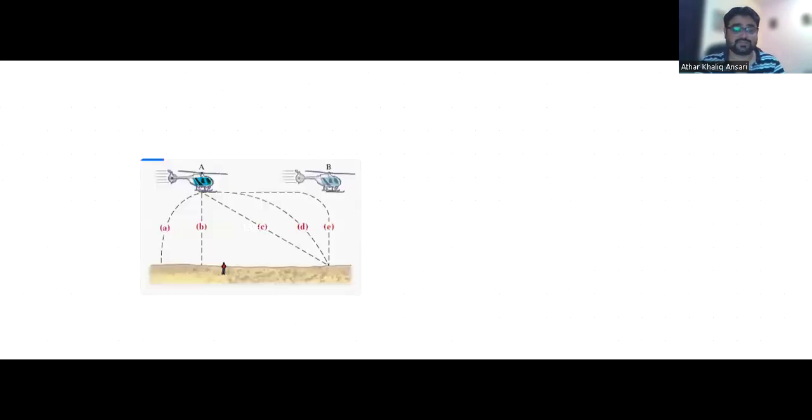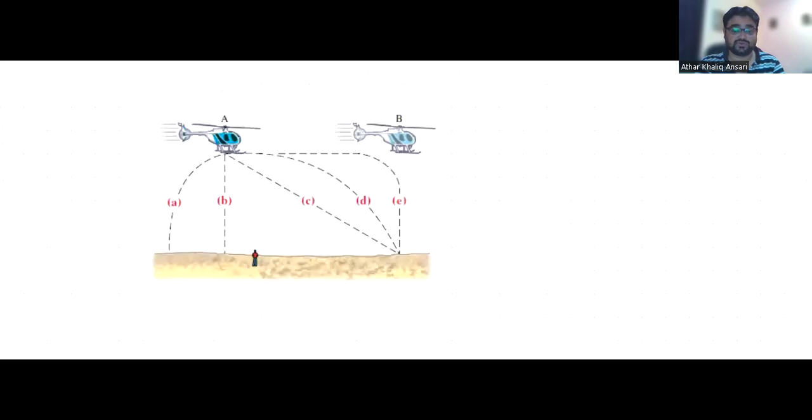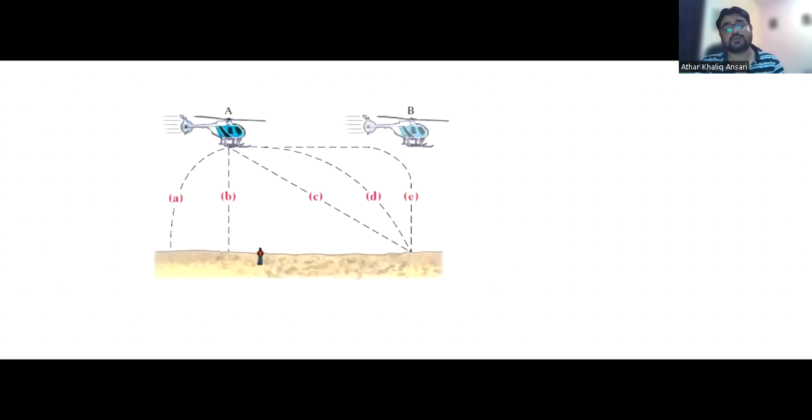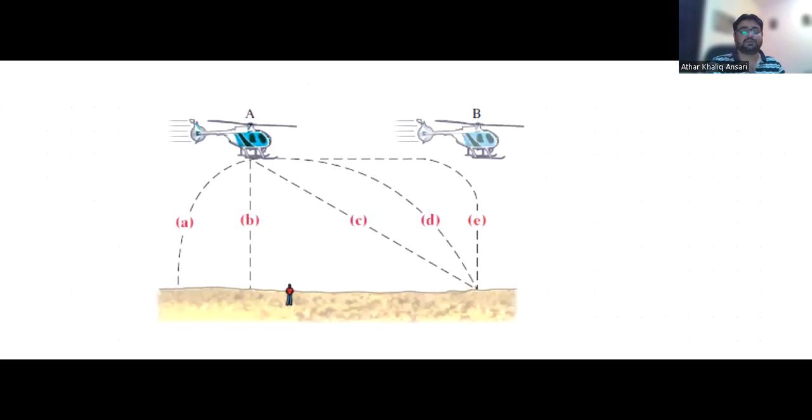If you are able to see this diagram, there is a person who is holding a packet in his hand, and the helicopter is going horizontally with uniform velocity. When the helicopter is at position A, he drops the package from his hand. Now, what path will this package follow?